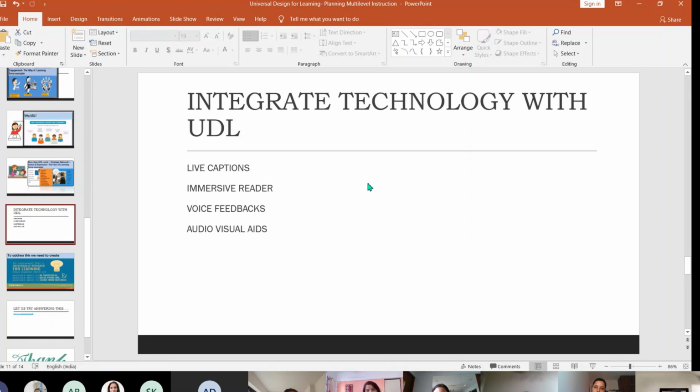We can use voice feedback to give to the student, because we are using Teams, and Teams has many features in it. We can use live captions when we record a video in MS Stream. There we also have the option of live captions, so students can easily understand. So somewhere we can integrate technology with UDL, but we cannot replace UDL with any technology.